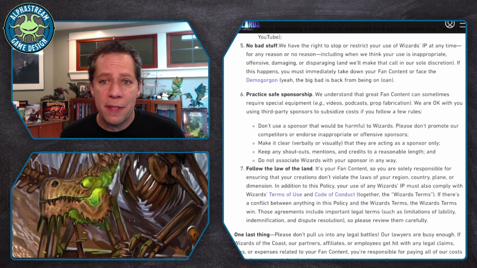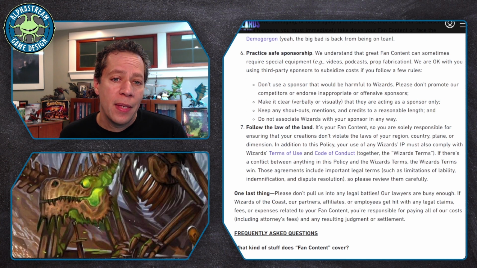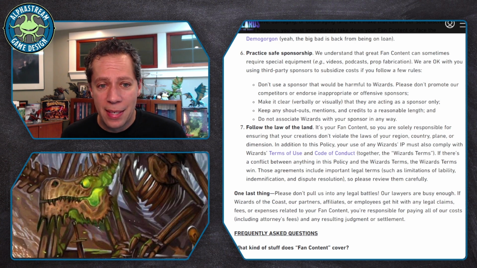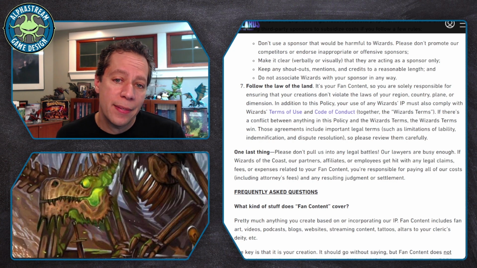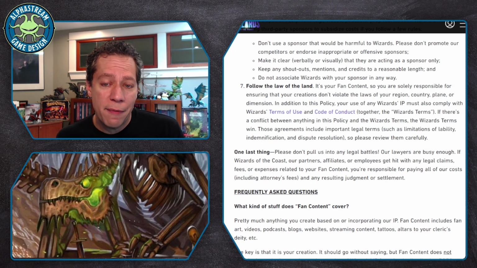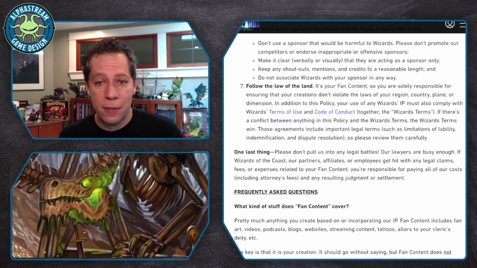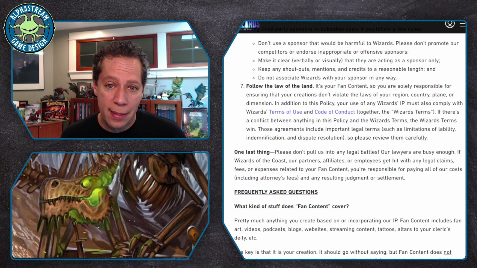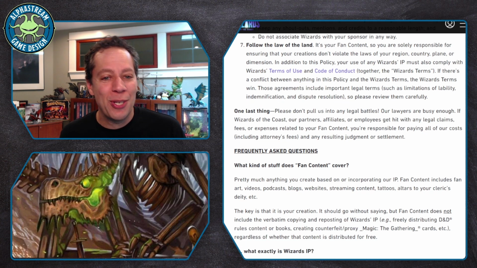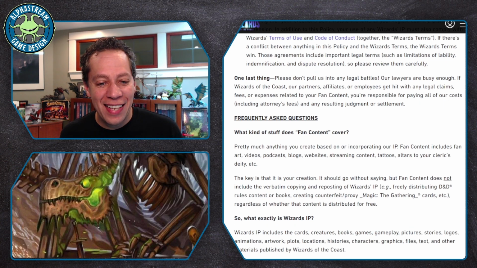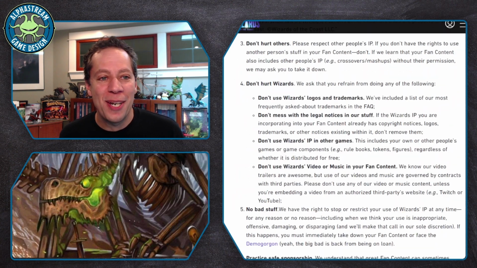No bad stuff, so you've got to follow content standards. Safe sponsorship. This is where if you have sponsorships involved, you want to follow these guidelines. And there are larger laws of the land here that are governed. So your fan content has to go with whatever your regional rules are, your country rules, all of that. And as they say here, don't violate the laws of your region, country, plane, or dimension. Don't put us into any legal battles. And they say if we have to use lawyers, you are responsible for all the fees. And then they have sort of an FAQ that has a few questions.